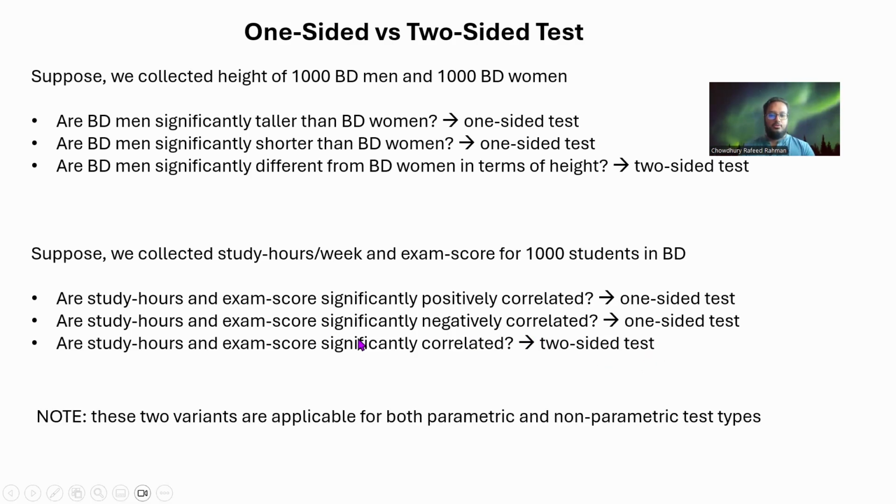That's it. So these two variants are applicable for both parametric and non-parametric test types. So you can have a parametric test type, for example, z-test or t-test, and that test can be two-sided or one-sided. So there is one-sided t-test. There is also two-sided t-test. Again, in the non-parametric case, for example, in Wilcoxon rank sum test, you are going to have unsigned or two-sided Wilcoxon rank sum test, and also there is signed or one-sided Wilcoxon rank sum test. We are going to talk about those in detail in later videos. But just for this video, understand the idea about one-sided versus two-sided test.